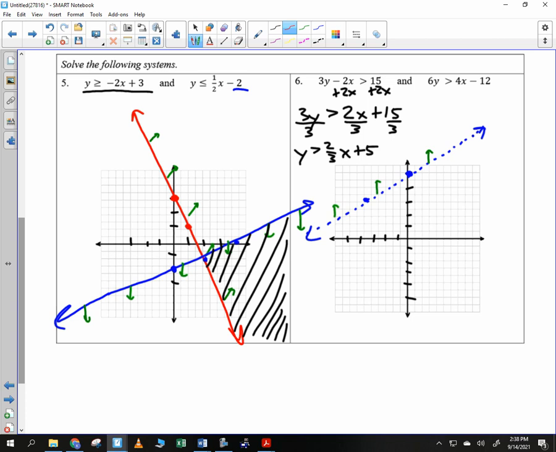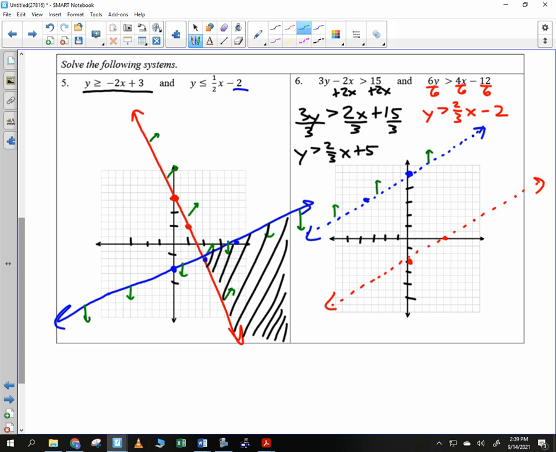Watch what happens if I put the next one into slope-intercept form. I get y is greater than 2/3 x minus 2. What do you notice about the lines? They're parallel. What does that mean? They're not going to cross on this two-dimensional surface. And so you might be tempted to think there's no solution to this system. But that's technically not right.